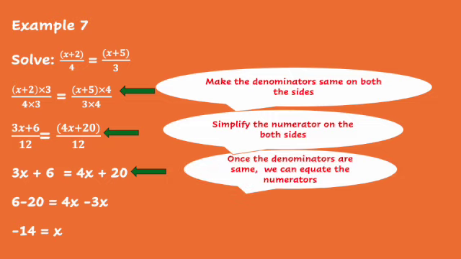Now the next step would be to have the numbers on one side and the variables on the other side. When we do that, we get 6 minus 20 equal to 4x minus 3x. Remember, changing side would mean change of sign as well. So we get minus 14 equal to x. So x equal to minus 14 is the solution for the given equation.